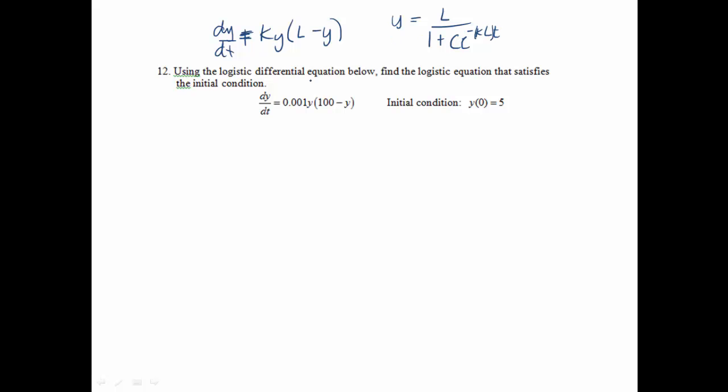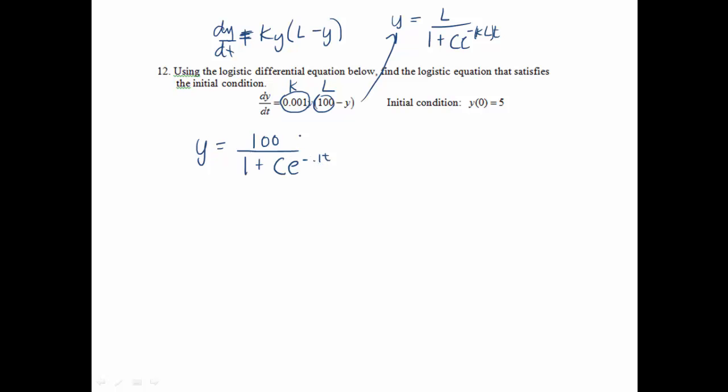Okay, so now we can take this information, without using partial fractions, unless you would like to use partial fractions, and jump right to that formula. A couple things I know: this right here is going to be my k, and this is going to be my L. So if I plug things in, I'm going to have y equals 100 over 1 plus Ce to the negative k times L. If I multiply those two together, I'm going to get 0.1t.